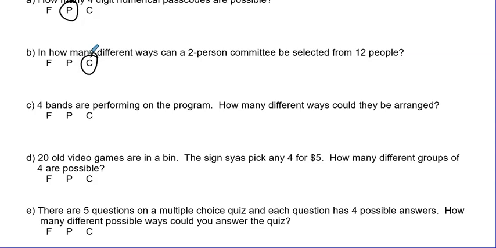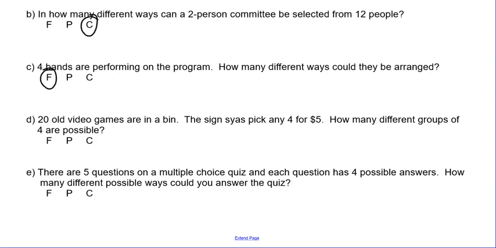Combination. 4 bands are performing on the program. How many different ways can they be arranged? Notice how there's only 1 number? That's factorial. 4, 3, 2, 1. 24 different ways. 20 old games in the bin. The sign says pick any 4 for 5. How many different groups of 4 are possible? Does the order you pick them or play them even matter? No, it does not matter.